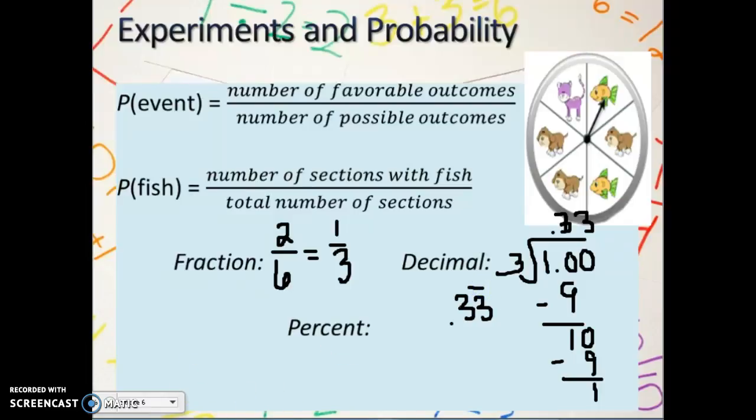When you have to figure out your percent, just read your decimal out loud. Here we have 33 hundredths, which would give us 33 over 100. Because it's a repeating decimal, I am going to add that 0.3 in there as well. So my percent would be 33.3%.